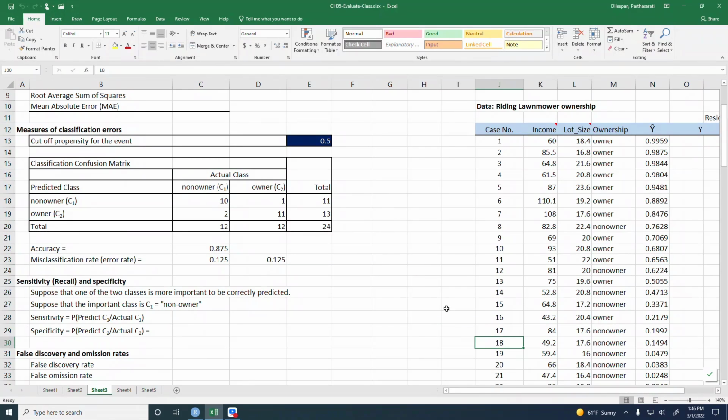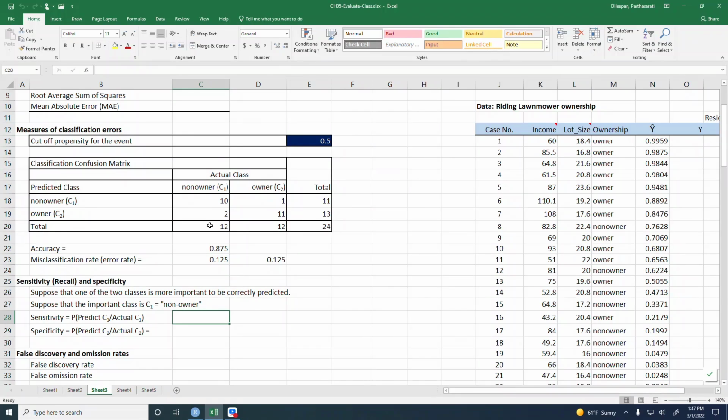Let's assume we will use the notation C sub 1 and C sub 2 for the two values of the target. C sub 1 is the positive class. Suppose that the important class is C sub 1, and that's non-owner. Now sensitivity is, out of all the actual positive classes, how many are we accurately predicting as positive classes? So that's what sensitivity is.